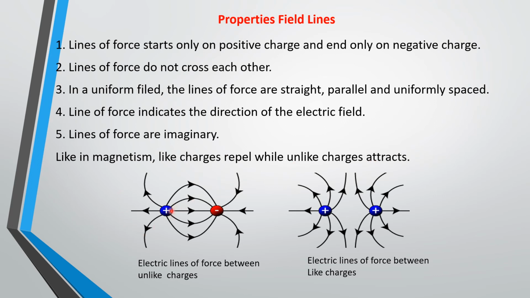Like in magnetism, like charges repel, while unlike charges attract. If you look at this, this is a positive charge and this is a negative charge. These are unlike charges, so there is attraction, and the electric lines of force run from the positive to the negative. So when they ask you to draw electric lines of force, you know how to draw them. Then for similar charges, positive to positive, you see that there is repulsion. The lines of force are running out. So for electric lines of force between like charges there is repulsion when the charges are the same, and there is attraction when the charges are unlike, or different.